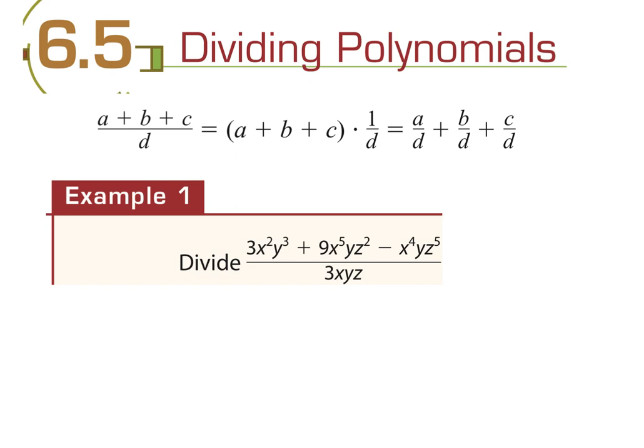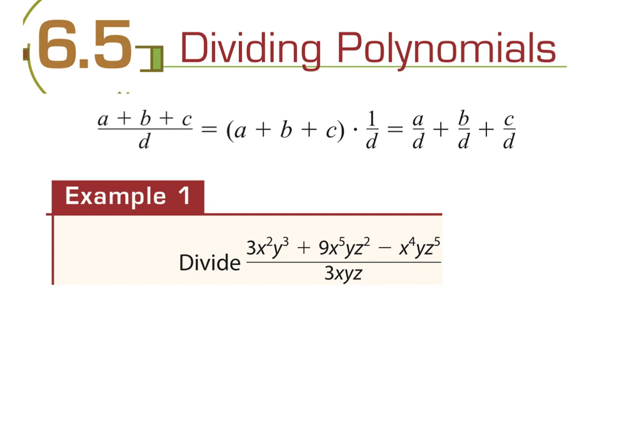So if I have a plus b plus c over d, I can put each piece, a over d plus b over d plus c over d. Well, that helps us sometimes when it looks like this, because if I want to divide this whole thing by 3xyz, I can put each piece over it, and then each of those pieces look like what we did for bell work. We're just going to reduce it.